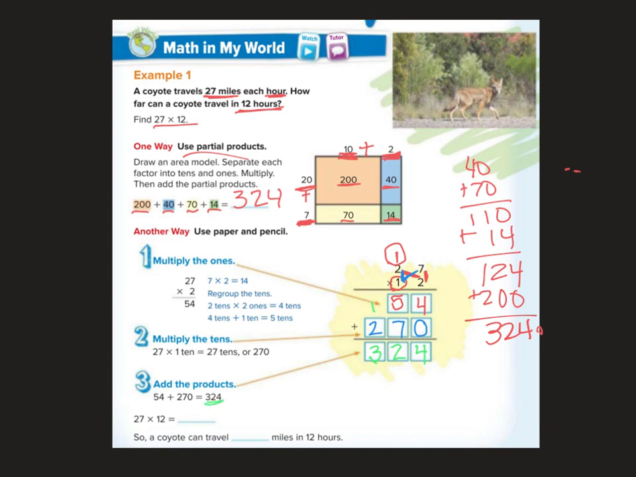Well, now look at this. The answer was right there the whole time. Didn't even have to do any math. But it's a good thing that we did, right? So we always need to know why. How do we get 324? Okay, so a coyote can travel 324 miles in 12 hours. That's crazy. That's quite a bit. I don't know if he has the stamina to keep running that pace for 12 hours. That'd be something. Someone should research that and let me know.